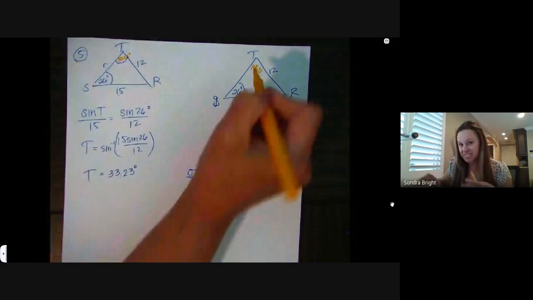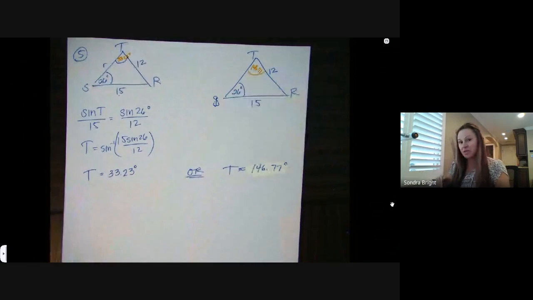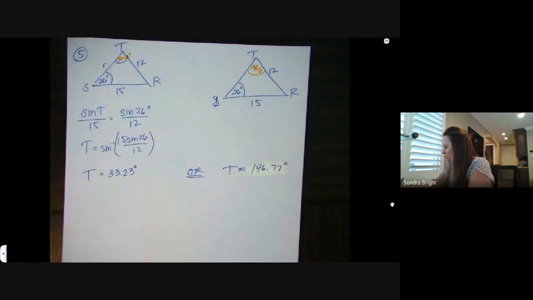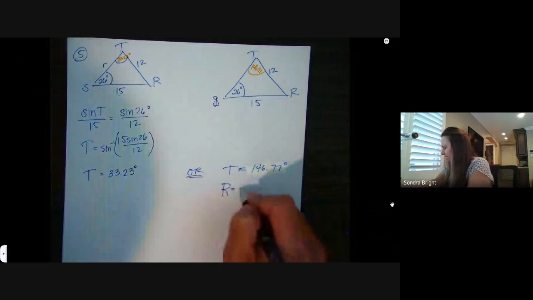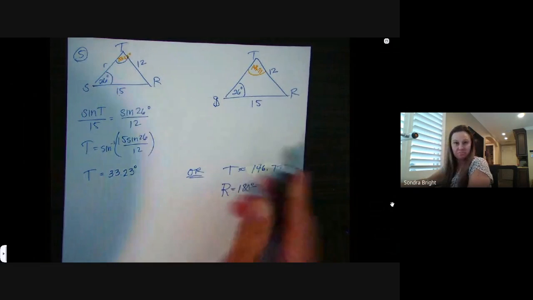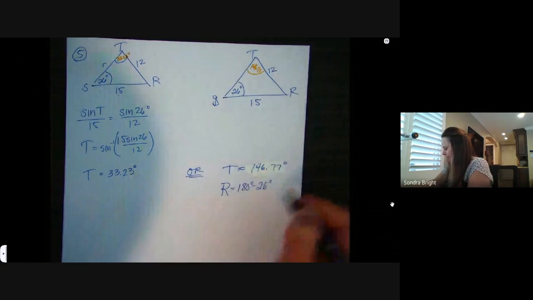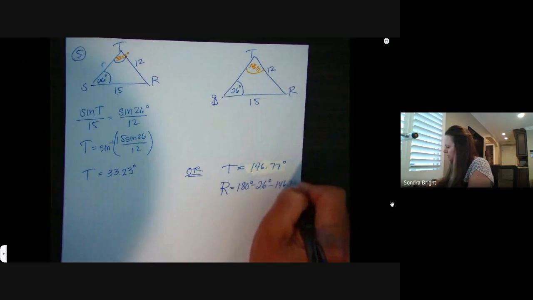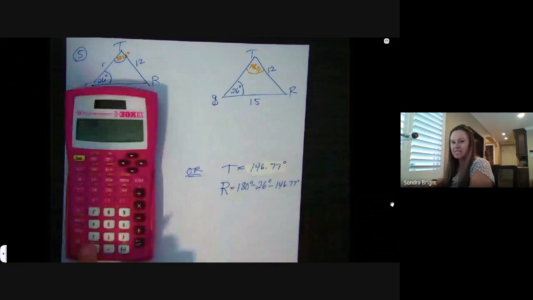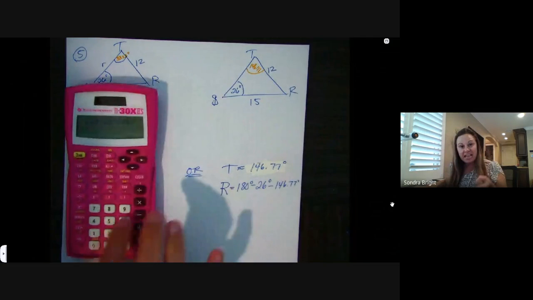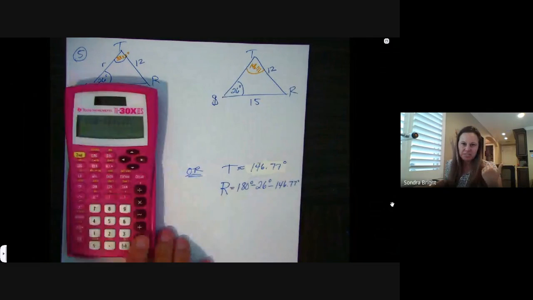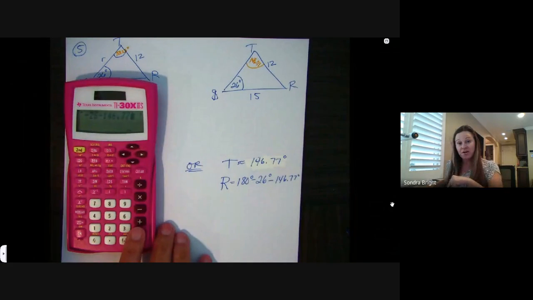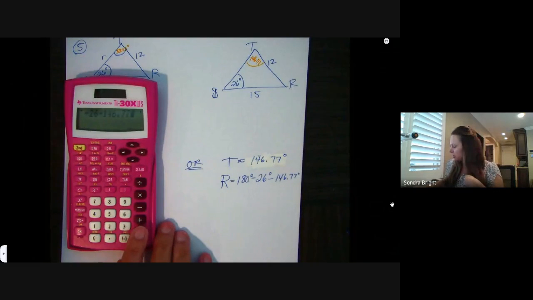How do I know if this second triangle exists? When you go to find angle R, which would be next, angle R would be 180 minus the 26 they gave you and minus this possible angle T that we just found, right? So you go 180 minus 26 minus 146.77. If I get a negative angle for R, the second triangle does not exist. You just got one answer. You only have one triangle. But if I get a positive angle right now for R, then two triangles work for this given information.